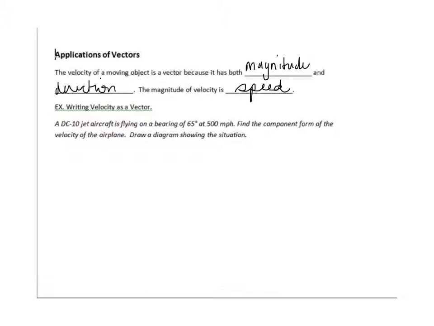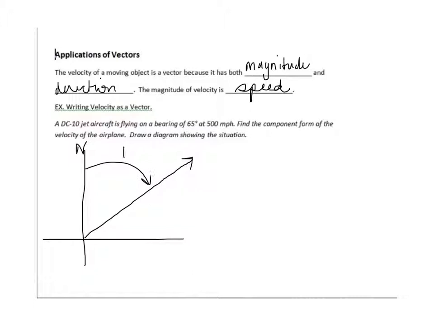A DC-10 jet aircraft is flying on a bearing of 65 degrees at 500 miles per hour. So you want to draw what this looks like. You want to do a little sketch. 65 degrees is a bearing from the north, right? So it's going to be this way. And so this angle right here is 65 degrees. It's going 500 miles per hour. Find the component form of the velocity of the airplane. Draw a diagram showing the situation.